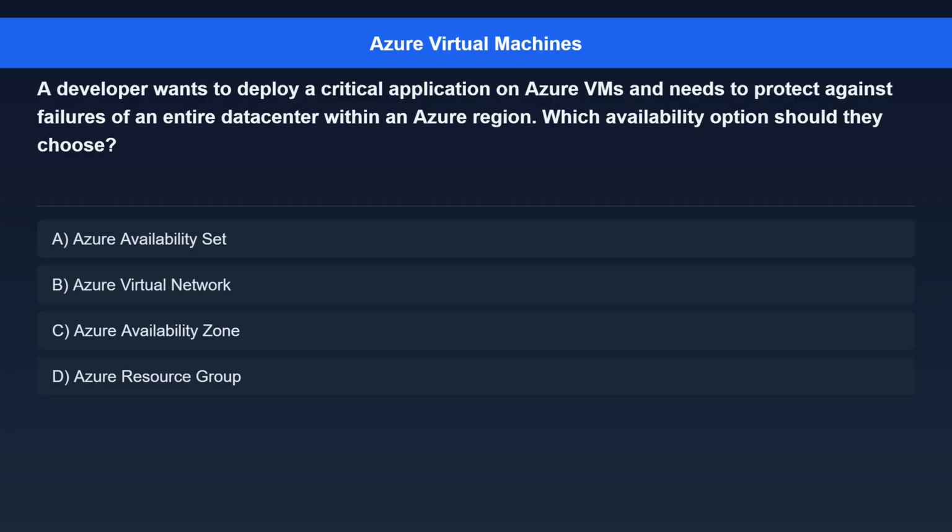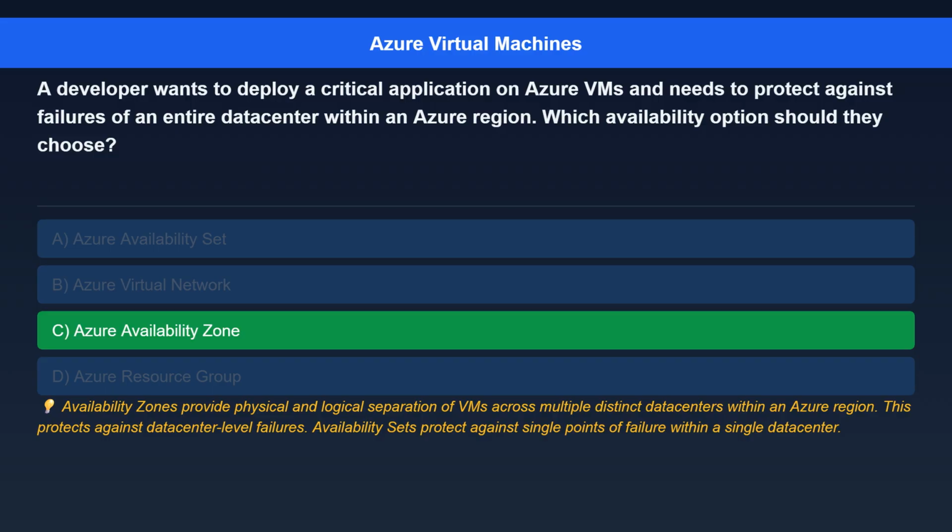Question 8. A developer wants to deploy a critical application on Azure VMs and needs to protect against failures of an entire data center within an Azure region. Which availability option should they choose? Option A. Azure Availability Set. Option B. Azure Virtual Network. Option C. Azure Availability Zone. Option D. Azure Resource Group.